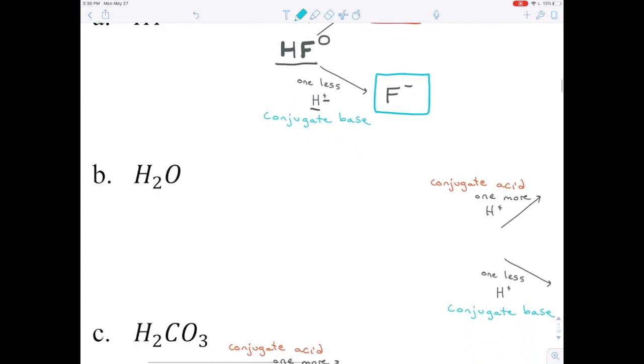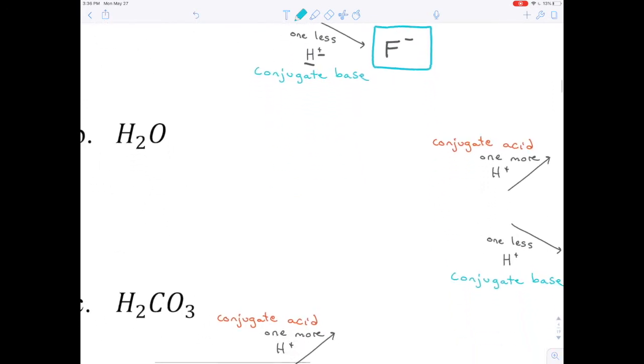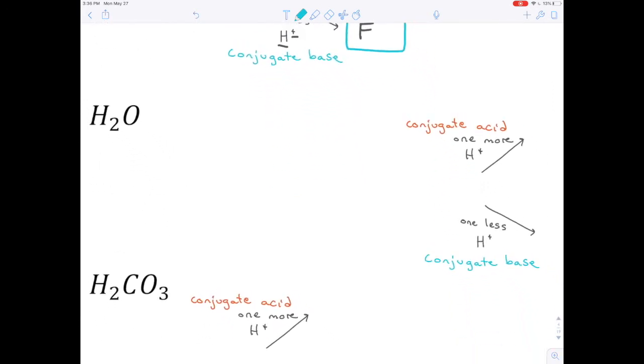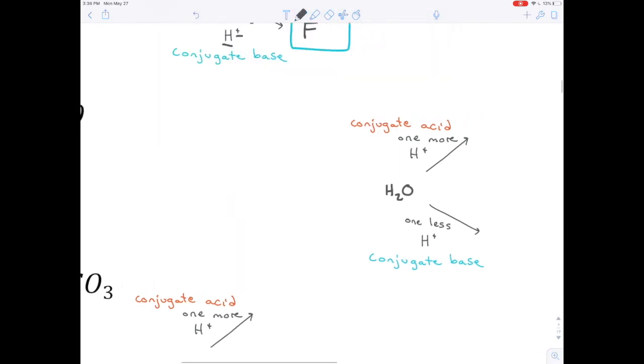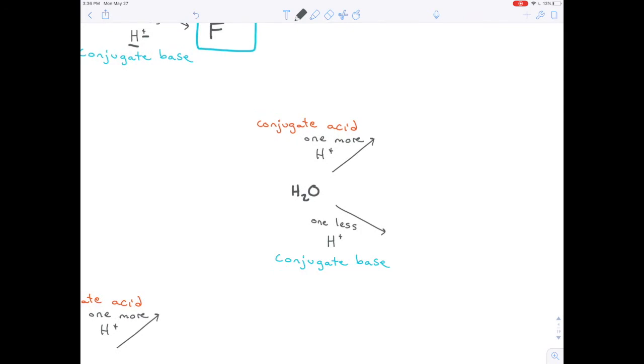Alright, let's try water. And actually, this is the one that we did at the very beginning as an illustration. So we saw that if you have H2O, to get the conjugate acid, you add an H and you add a plus sign. H2O starts with 2 H's. If you add 1, then you'll have 3. So it'll be H3O. We're not just adding an H, we're also adding a plus sign. It starts with a 0 charge because nothing is written in the top right.